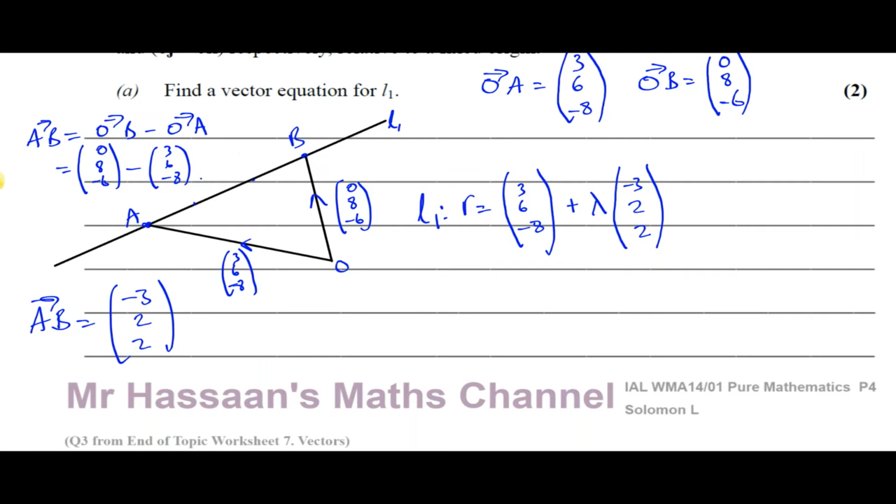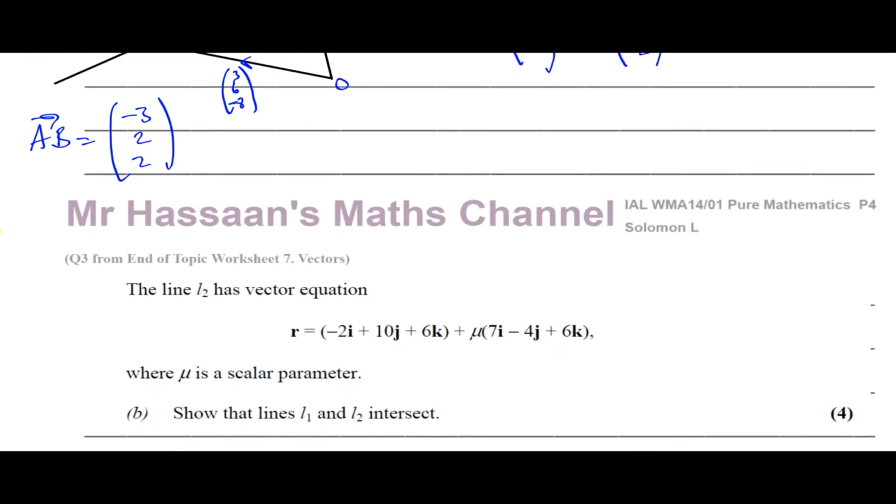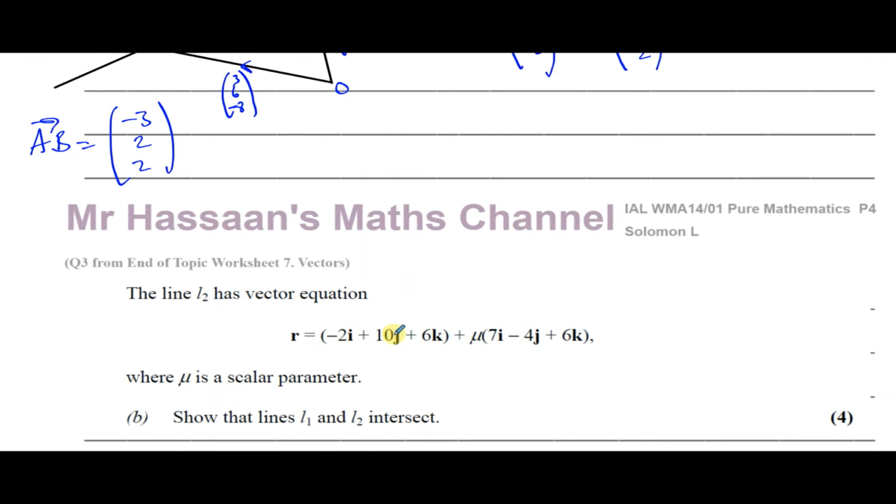That's part A done. Now for part B. It says a line L2 has a vector equation given r equals minus 2i plus 10j plus 6k plus mu times 7i minus 4j plus 6k, where mu is a scalar parameter. Show that the lines L1 and L2 meet. Now when these two lines meet, that means that there's going to be a point at which they meet. Okay, so if I equate the two equations of line 1 and line 2 together, then I should be able to show that they intersect.